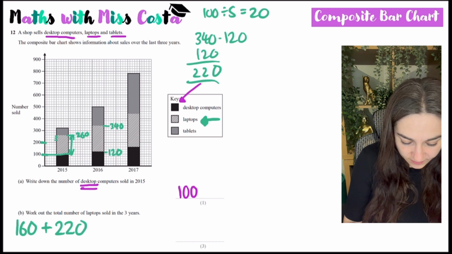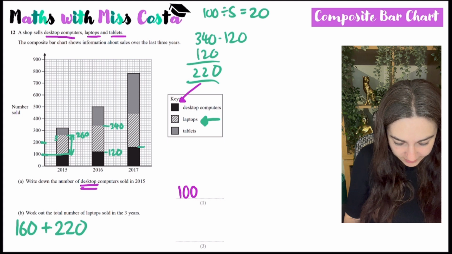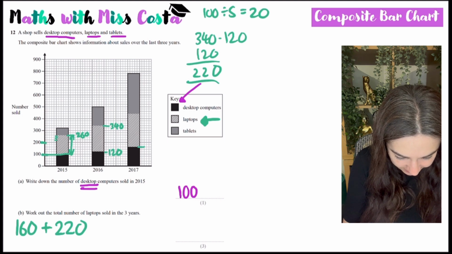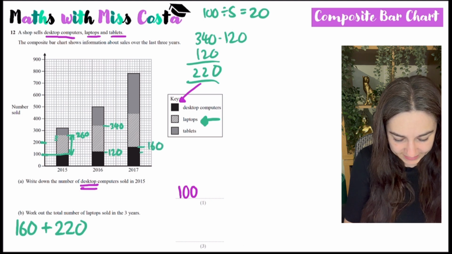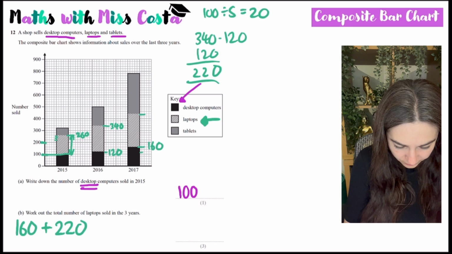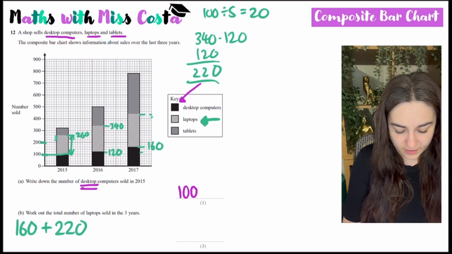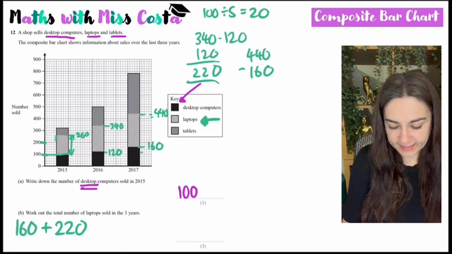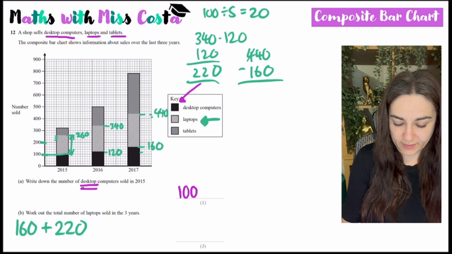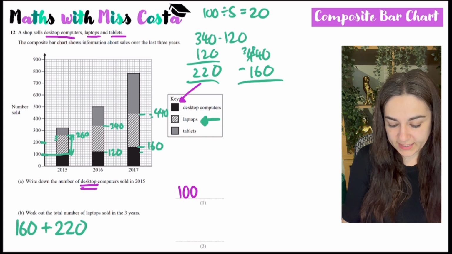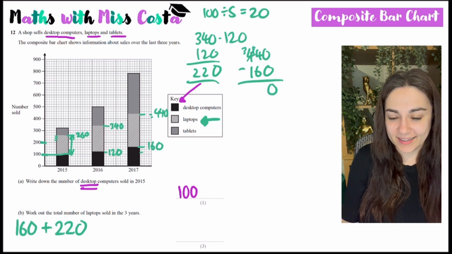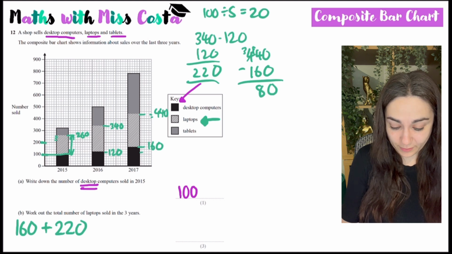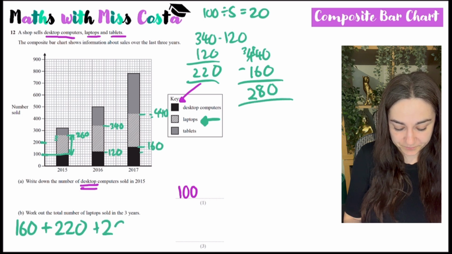And then over here, I want to look at where it goes. So that starts at 160. And over here, that's 440. So I'm going to do 440, take away 160. So 0 take 0, I can't do 4 take away 6, so I'm going to borrow the 10s. 14 take away 6 is 8. 3 take away 1 is 2, so that's 280.